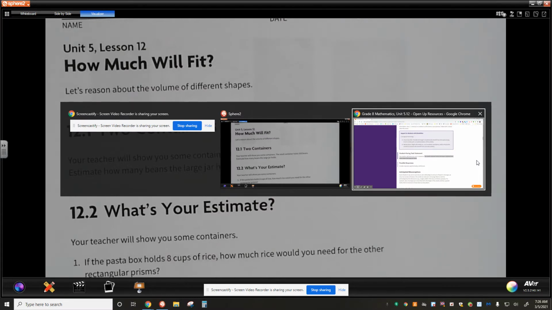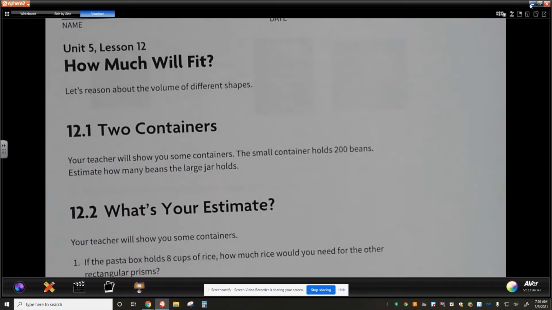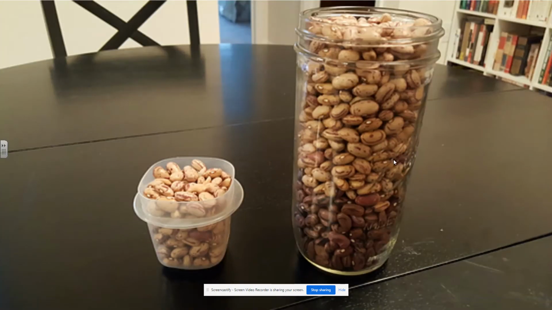Let's see if I can figure out where I put it. That's not it. There it is. So the little container there on the left holds 200 beans. What would be your estimate for how many beans are in the larger jar?